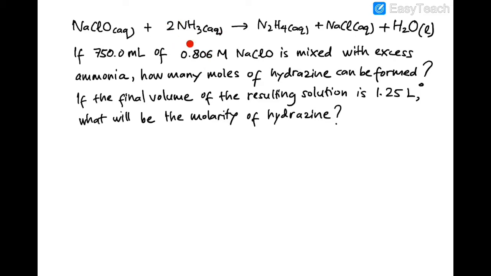So this one will be in excess, and when you encounter this word excess, that means that this is not the limiting reactant. So for sure, between the NaClO and NH3, NaClO will be the limiting reactant as the NH3 is present in excess amount.